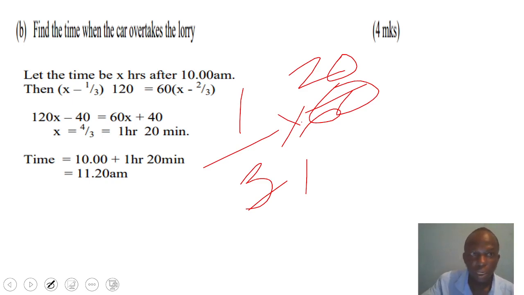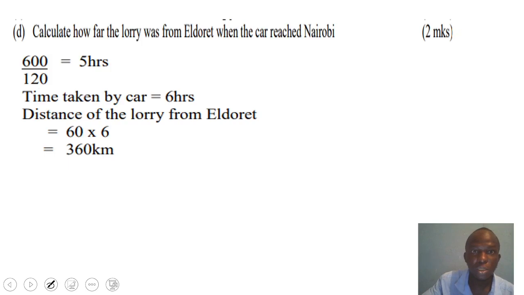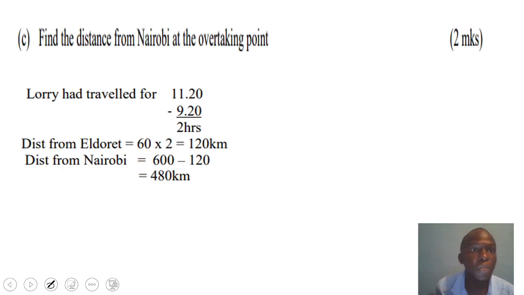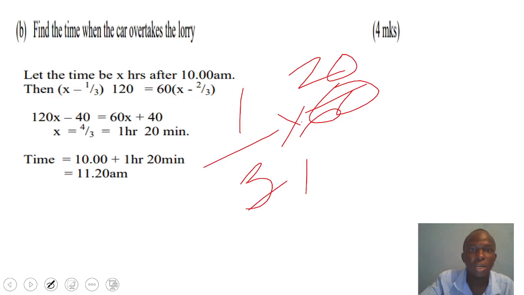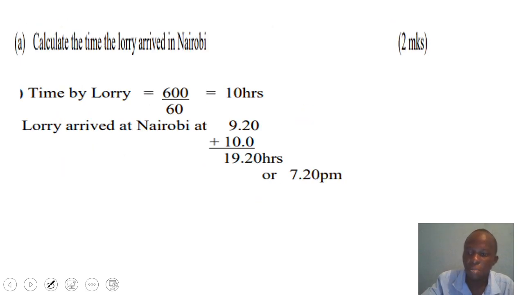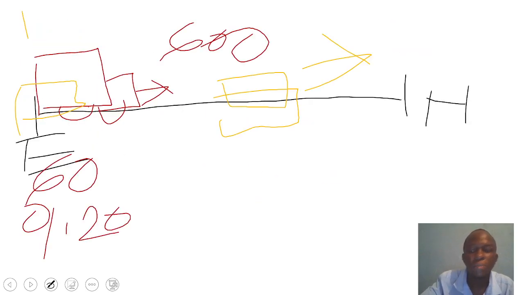On to the next part of this particular problem. Find the distance from Nairobi at the overtaking point. Distance from Nairobi at the overtaking point. Now we are going to take the time. Let us go back. Let us see the time of the lorry.